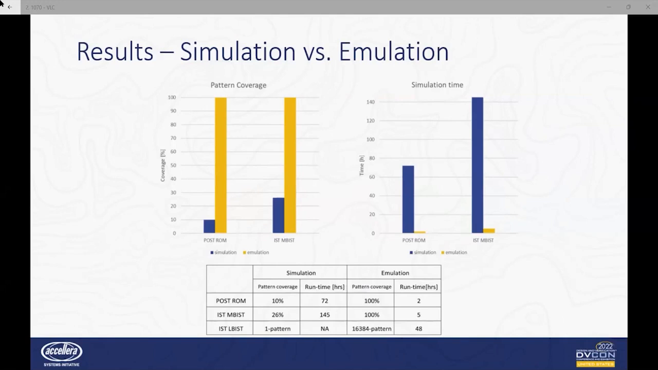For the memory BIST, pattern coverage is 26%, and simulation time consumed around 6 days. However, in emulation, 100% coverage vector completed within 5 hours. For the logic BIST, simulation failed to complete for one pattern. However, for 16K random pattern logic BIST, the emulation test consumed around 48 hours.